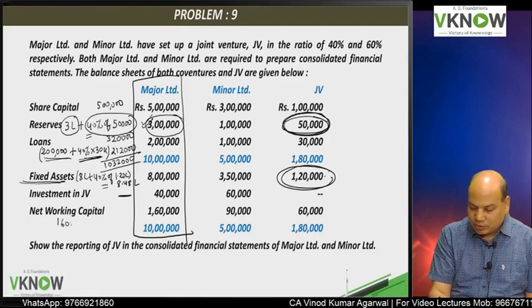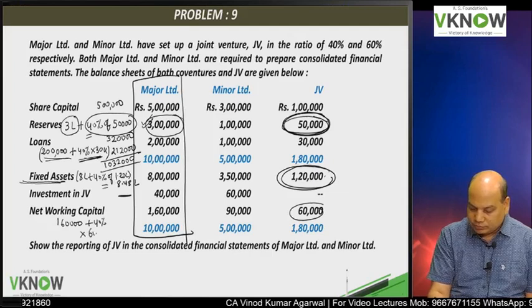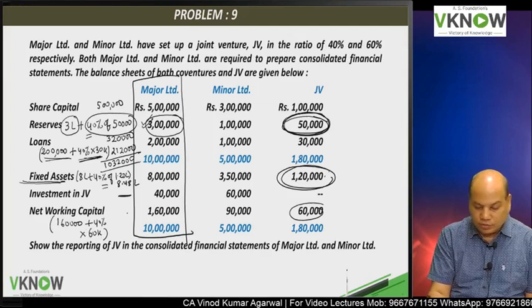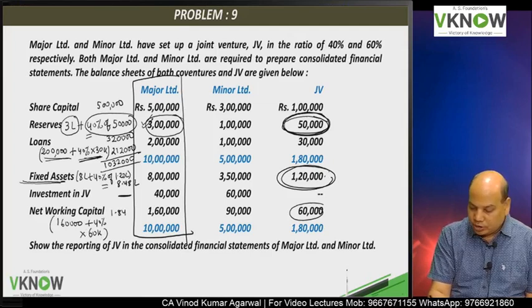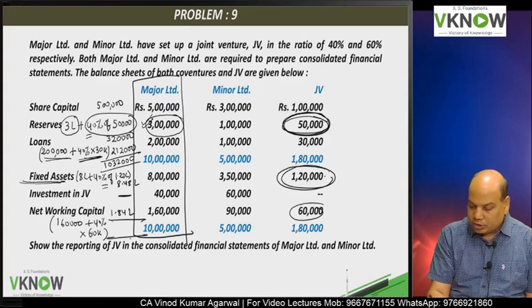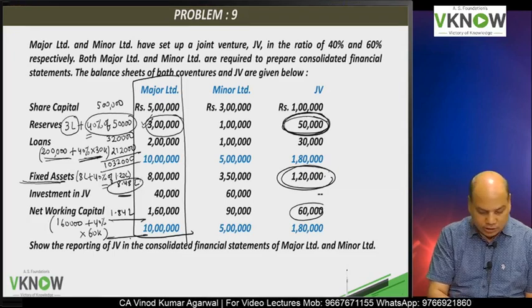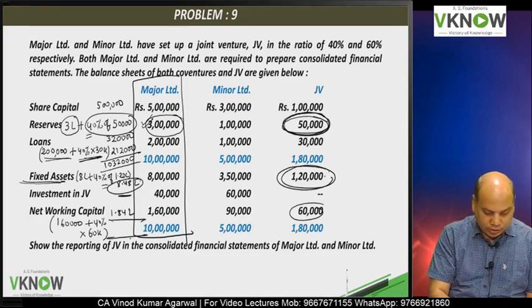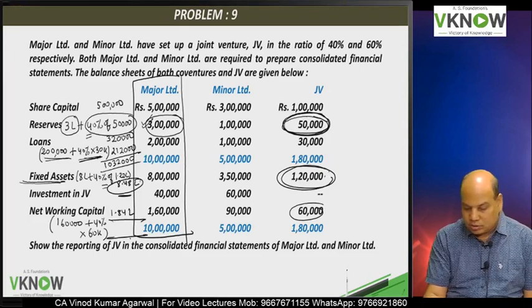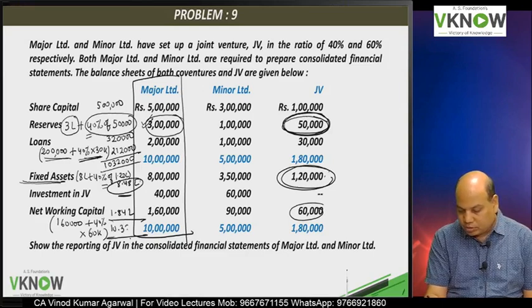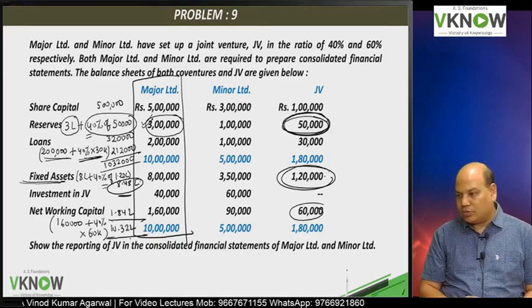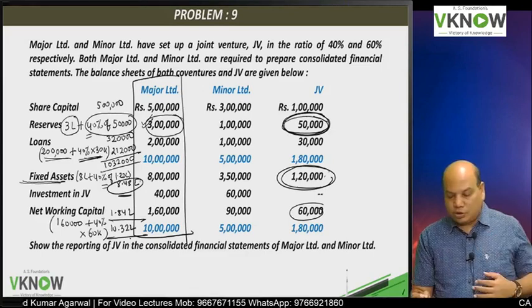Net working capital will be 1,60,000 plus 40% of 60,000. So that will come to 1,60,000 plus 24,000, 1.84 lakh, and my total will be 8,48,000 plus 1,84,000. Oh my god, the answer is same, 10,32,000. So very minimum adjustment you have to do.